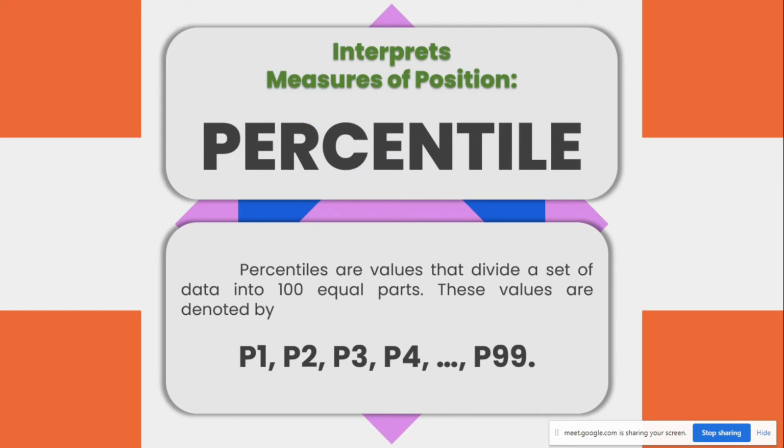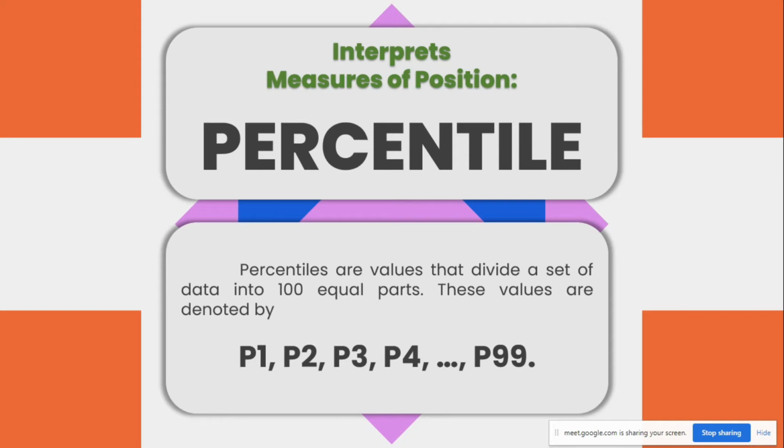So percentile naman divided by 100. So kanina quartiles divided by 4, kaya nga 25, 50, 75. Yung decile naman is divided by 10, kaya nga 10%, 20%, 30%, 40%, 50, 60, 70, 80, 90%. Sa percentiles naman, divided by 100. So, in other words, meron tayong P1, 1% yan. P2, 2%. P3, 3%. P4, 4% until we reach P99, 99%.